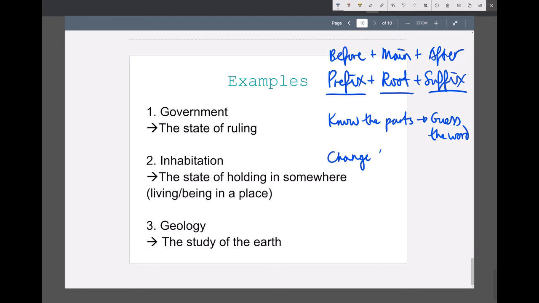If you know the parts, you can guess the word or even know the word. Change the parts, you can change the meaning or change the word. It's in italics, so word here refers to the meaning as well. Okay.